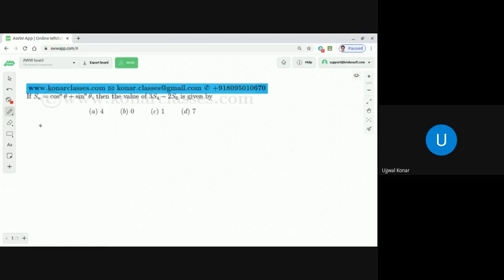It says that if Sn is equal to cos theta power n plus sin theta power n, then the value of 3s4 minus 2s6 is what? Is there any difficulty to understand the question? First, get it clarified, dear students. No, sir. Okay, all right.